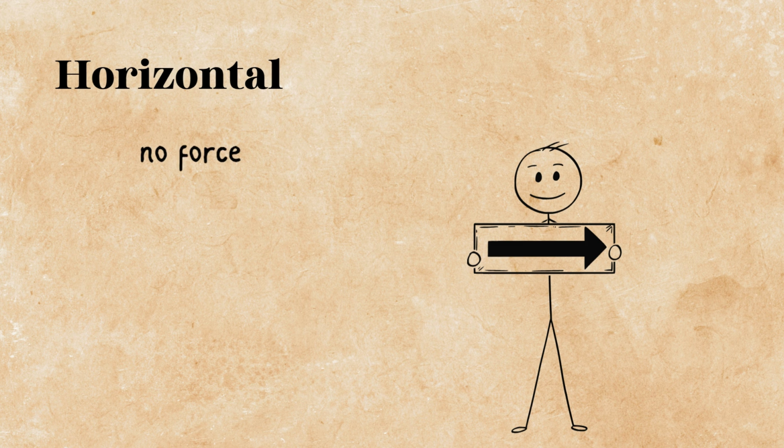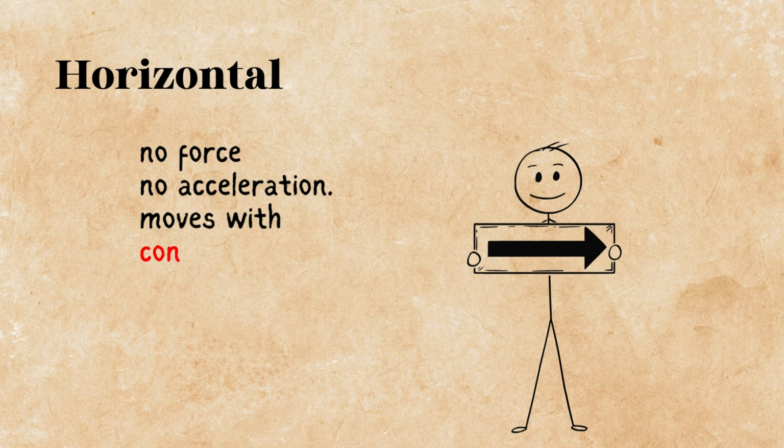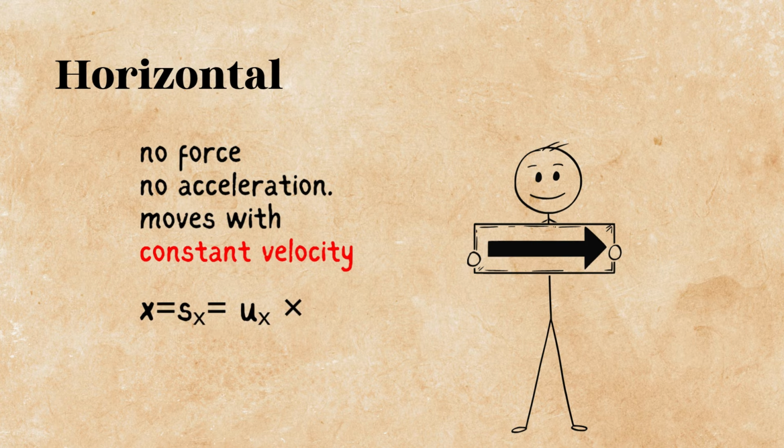In horizontal direction, we don't have any force. We are not considering a resistance. We don't have acceleration. So the object will move with constant velocity. That means that u cosine theta we introduced stays constant. So only one equation, x equals u cosine theta times t.